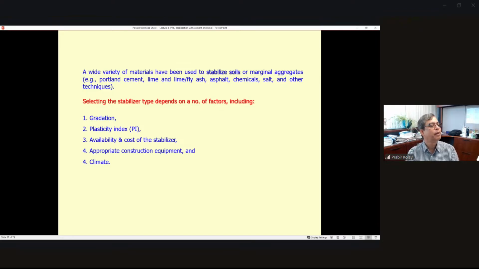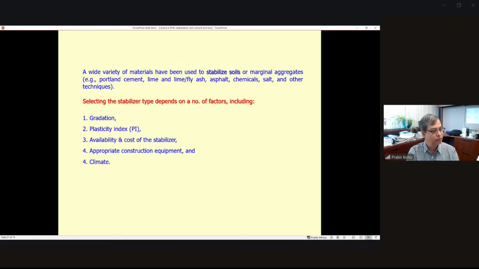Again, stabilizer types, a wide variety of material. You can use, as I mentioned already, Portland cement, lime, asphalt, chemicals, salt, and other techniques. So we just talked about only a few. And how selecting a stabilizer type depends on a number of factors.